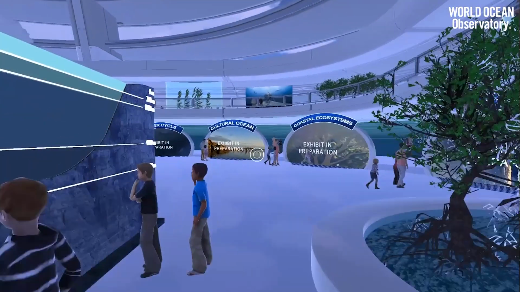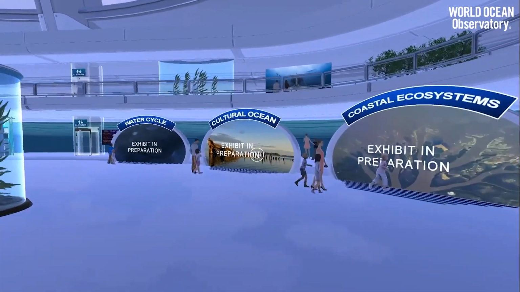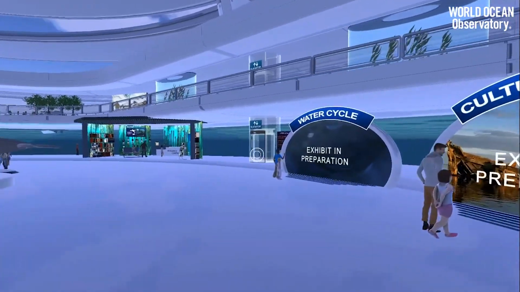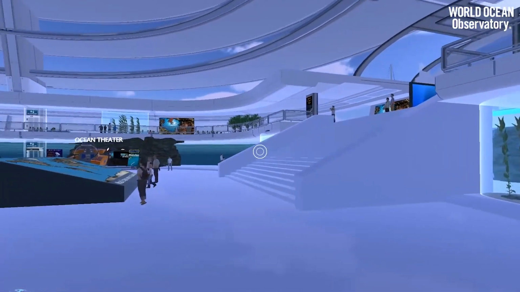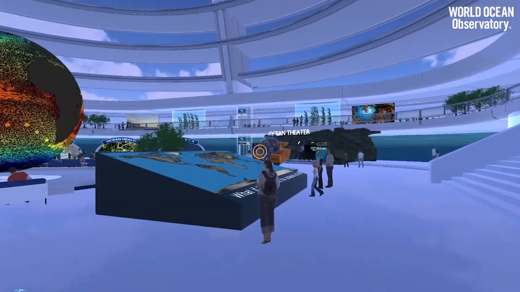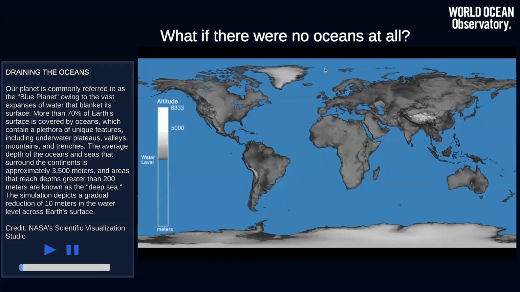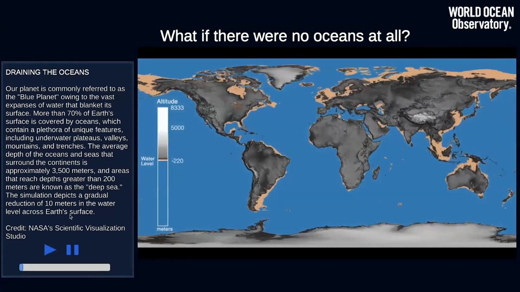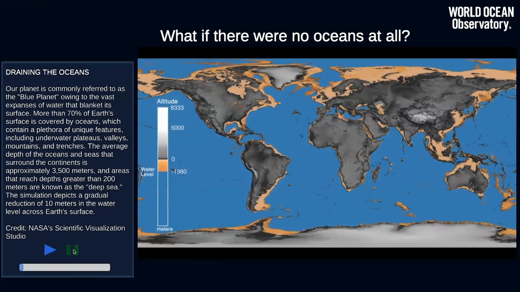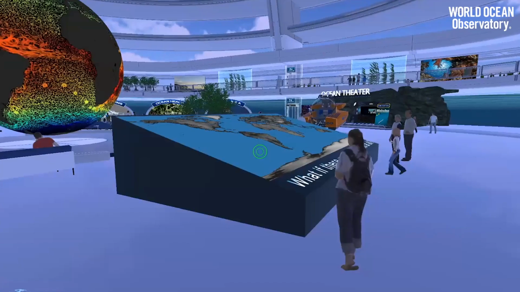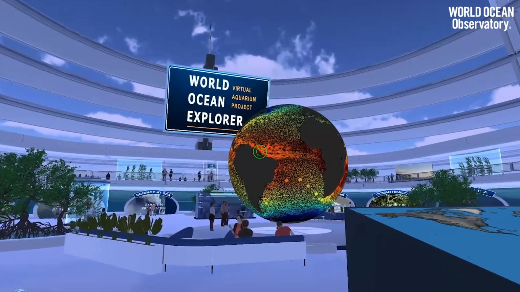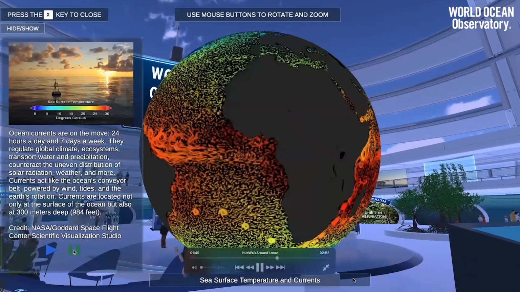Right here, we're coming across a series of different portals. You saw coastal ecosystems, cultural ocean, water cycle. There'll be a resource center linking to various teaching modules and other resources. Here's an example of some of the video component. So this is essentially an interactive display. These are sort of throughout the exhibits. And just to give a taste of the other worlds you will be entering through the portals.